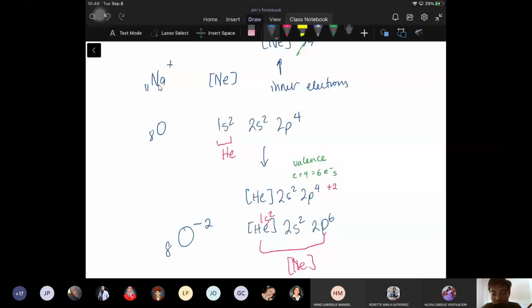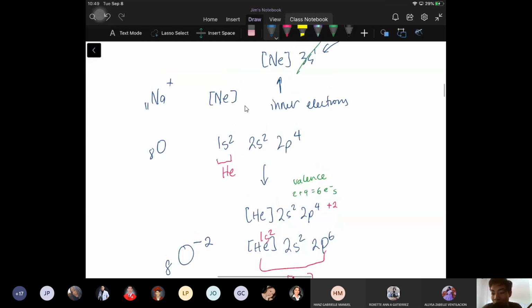Meanwhile, sa sodium, ayaw niya tumanggap ng 2 electrons. Bakit? For it to be a noble gas, it requires 7 more steps. 7 more electrons ang kailangan niya kunin, which is effort. Ayaw niya ng ganun. So, we can say that sodium is less electronegative than oxygen. So, yun yung idea.